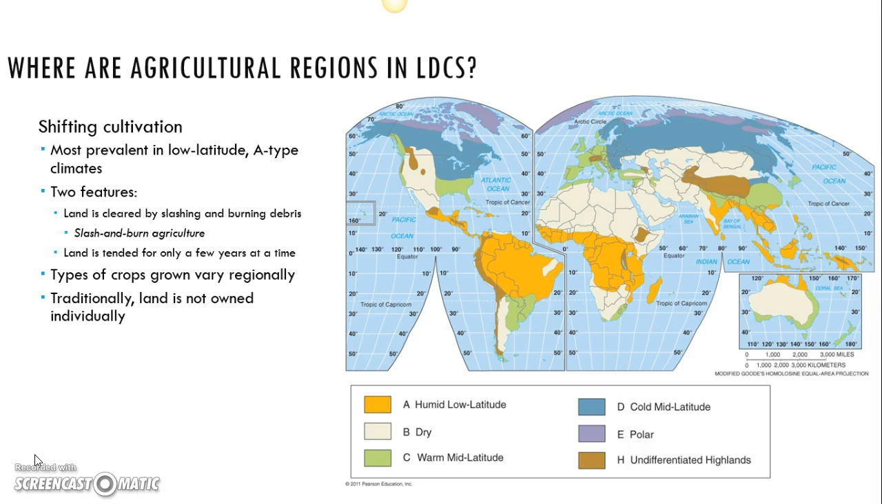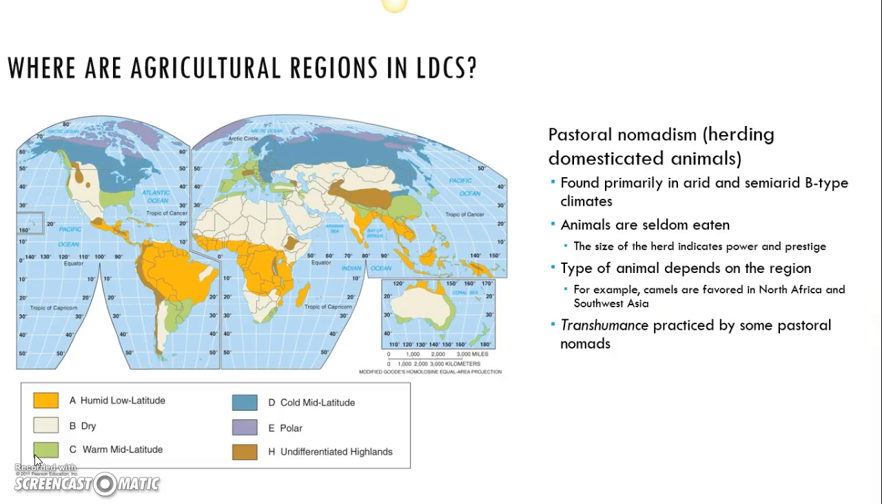As well, it's important to know that traditionally, historically, the land is not owned individually, but rather collectively. So it's a family group or a village group that's tending to this area and then moving when it's time to move. So it's not me and my spouse doing it, it's me and my extended family doing it, or me and my village doing it.